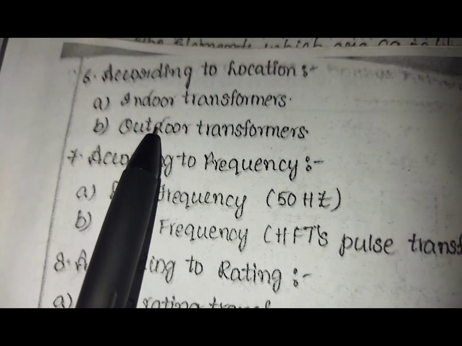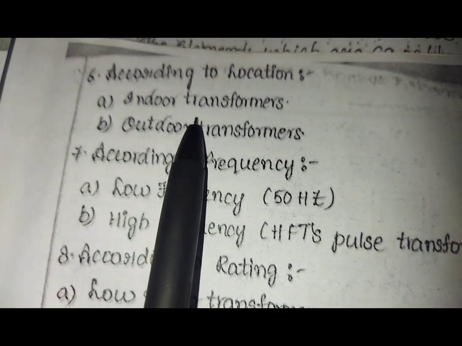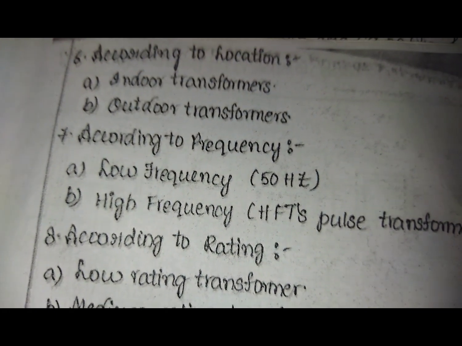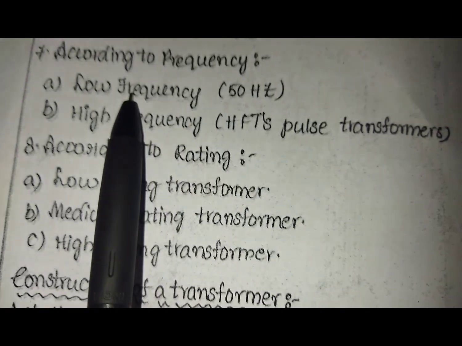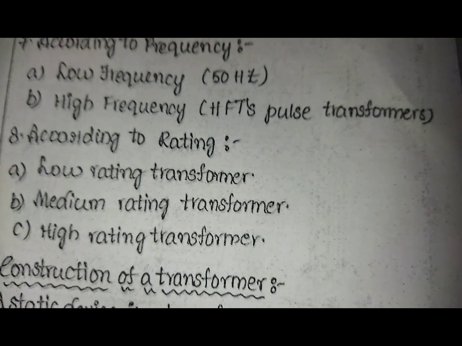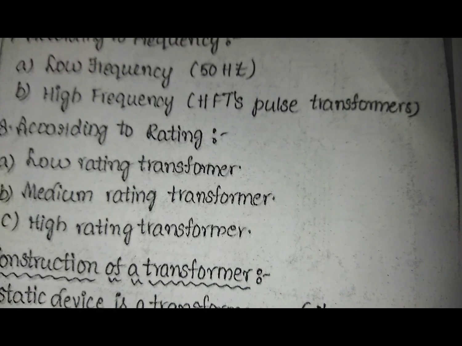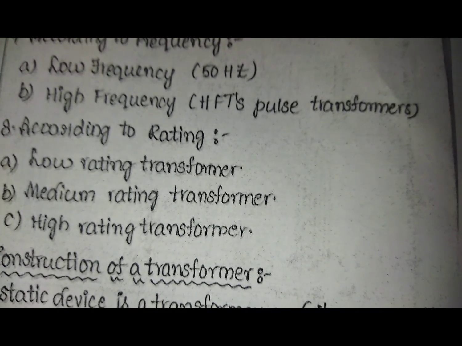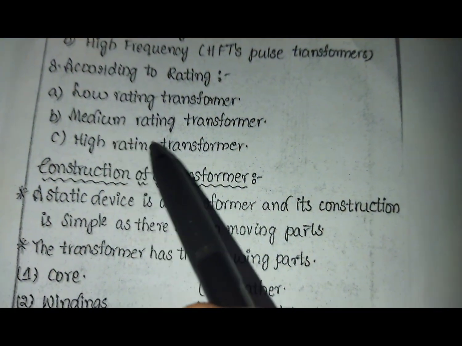According to location, there are two types of transformers: indoor transformer and outdoor transformer. Indoor transformer is used for inside purpose, outdoor transformer is for outside. These are the location cases. For frequency, we use low frequency and high frequency. Low frequency like 50 Hz. Frequency is measured in hertz. High frequency transformers, like pulse transformers, use somewhat above 50 Hz. According to rating, three cases: low rating, medium rating, high rating.